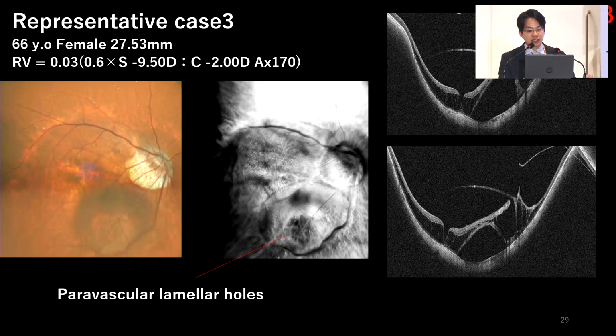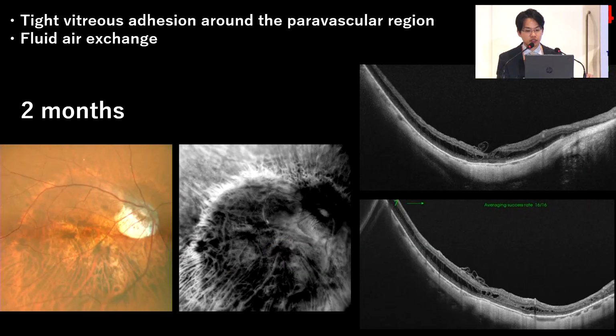The third case is a 66-year-old female with 27.53 millimeter axial length. At the first presentation, this patient had a huge retinal detachment region. This case is also easy to detect posterior staphyloma, and retinal detachment is easy to detect using retromode imaging. During the surgery, vitreous adhesion around the palavascular ramular hole was so hard that we used forceps for removing that and did tamponade with air. Contrary to the previous 2 cases, the third case was severe, but there was no complication.